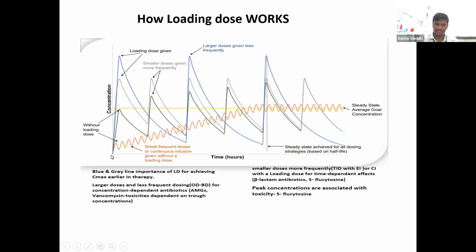If you look at this graph, if I give the loading dose, I can achieve the Cmax within hours. If I don't give a loading dose, with small frequent doses or continuous infusion given without a loading dose, you can see the gap. You can achieve the target level several hours or several days later. And if you use the loading dose, you can achieve the Cmax very fast. So that is the importance of loading doses.